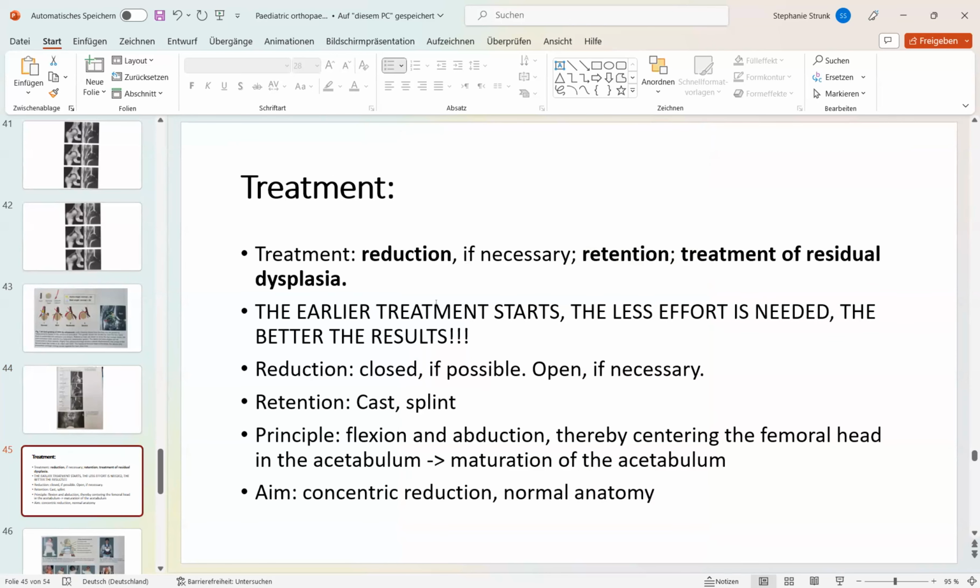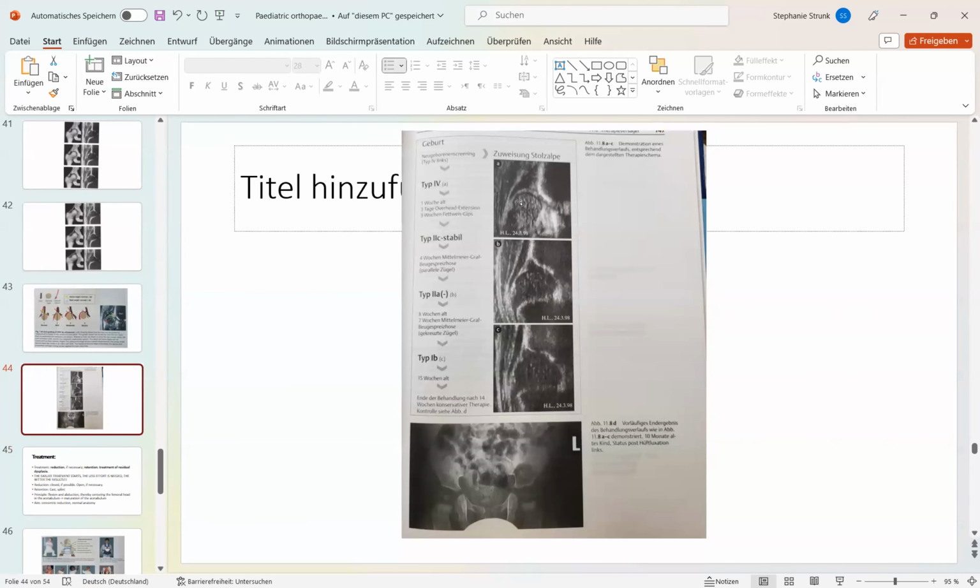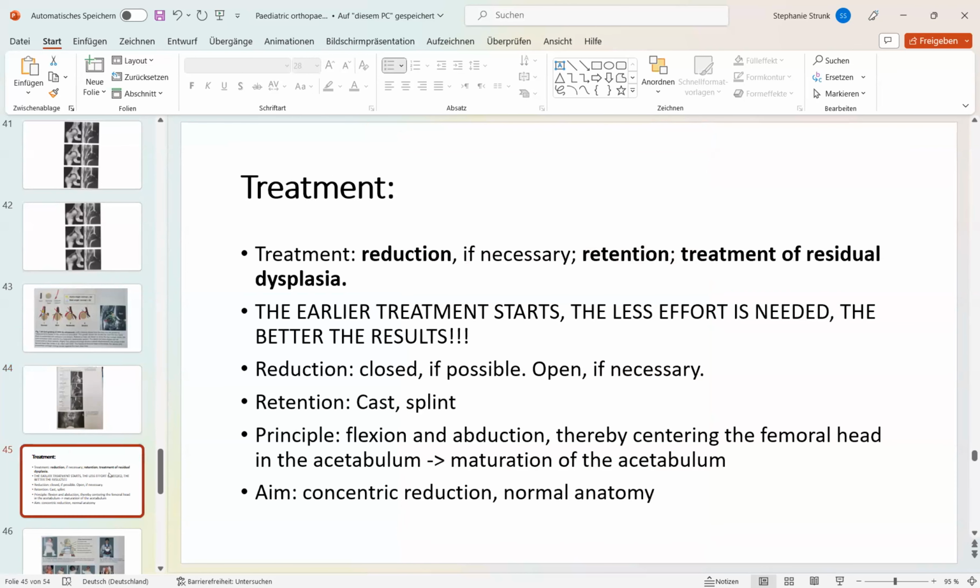Treatment is reduction. As he did in this picture, you need to put this hip back in. You need to loosen the structure. Most of the time you can get a closed reduction. Sometimes there are things preventing closed reduction, and you need to do open reduction. This is very, very rare. And then you need retention. You need to keep the femoral head in the acetabulum. And then you need the treatment of the residual deformity, dysplasia.